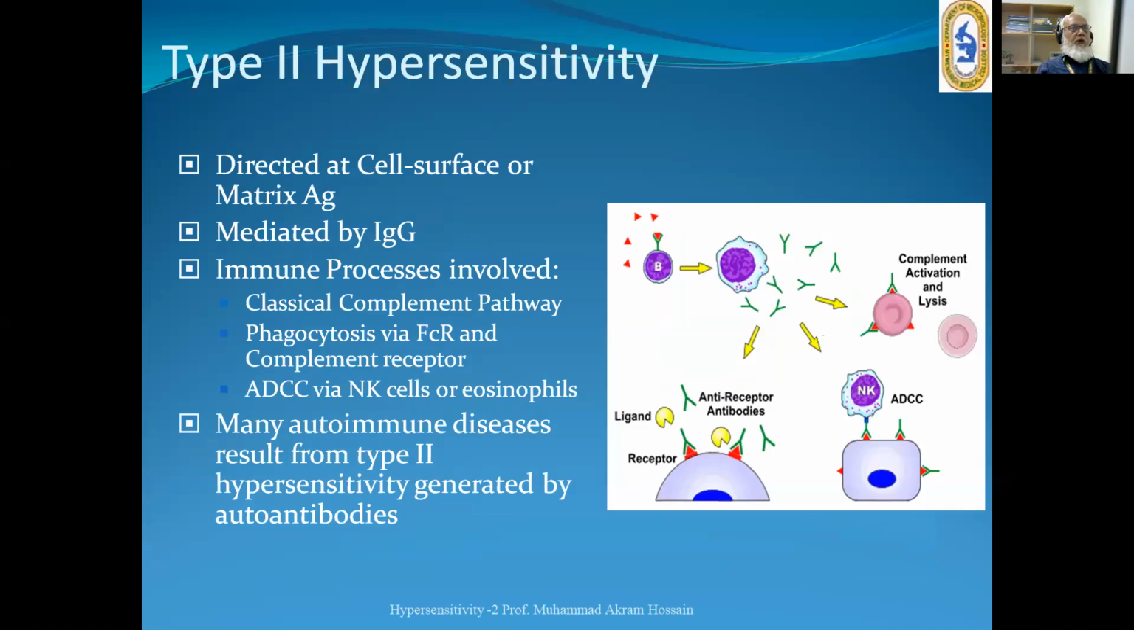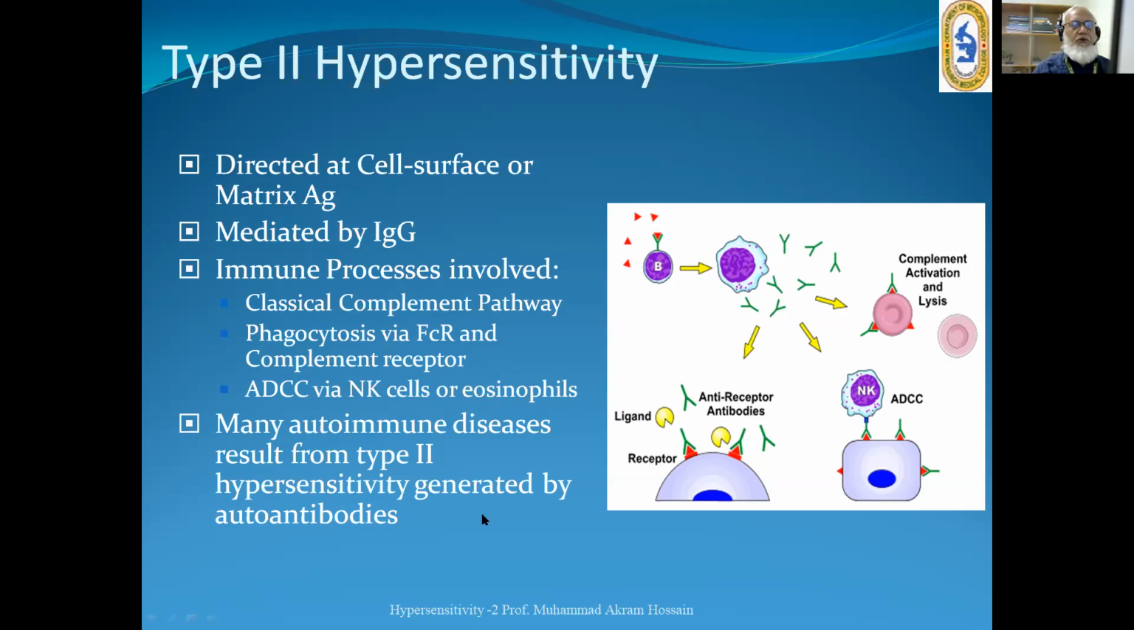In type 2 hypersensitivity, the antigens are usually present on the cell surface. They are mediated by IgG and IgM also. An immune process involved in type 2 hypersensitivity includes classical complement pathway, ADCC via NK cell or eosinophil, and opsonization, 3 pathways. Many autoimmune diseases result from type 2 hypersensitivity.